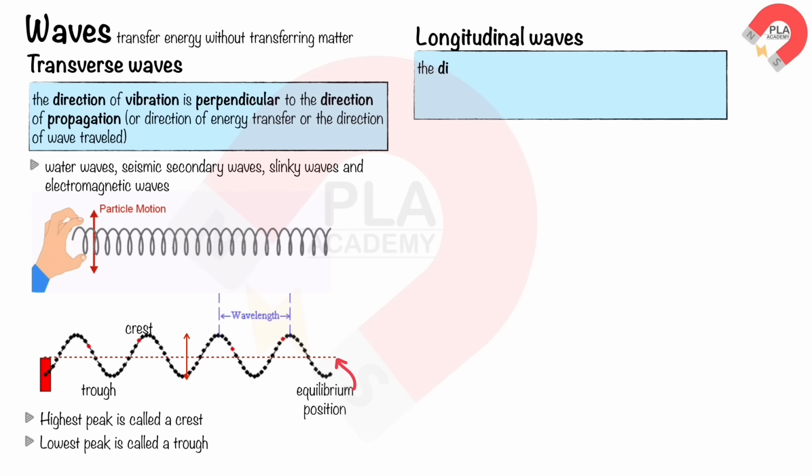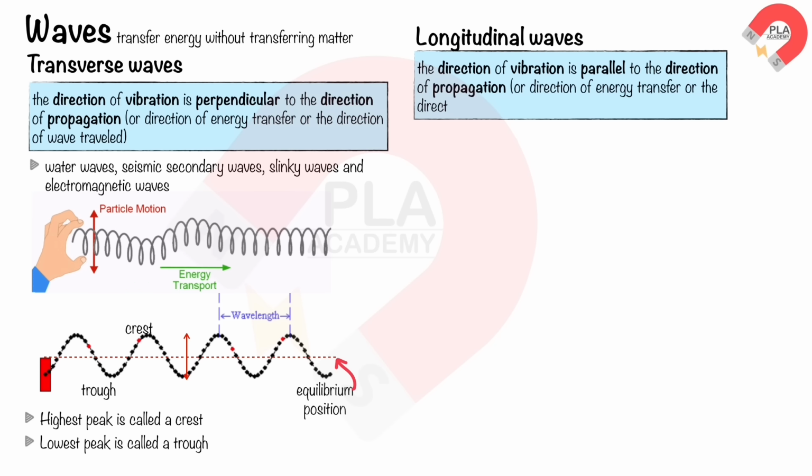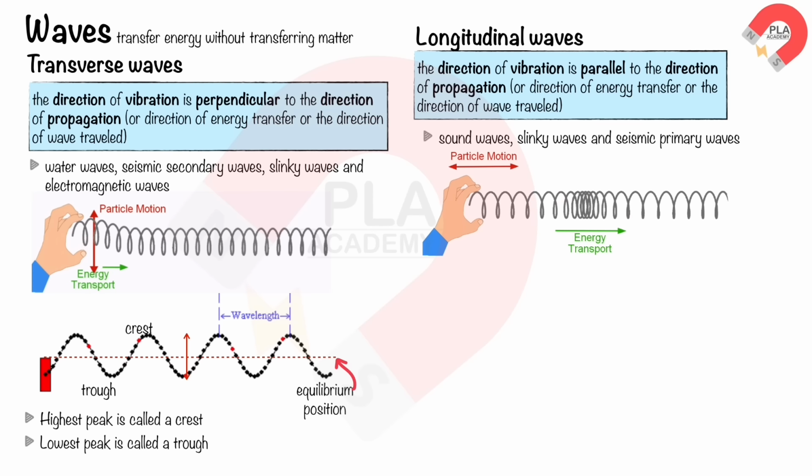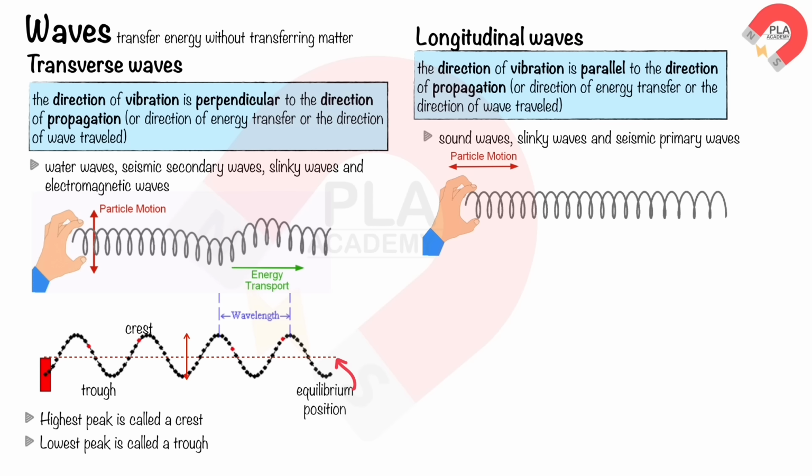Longitudinal waves. In longitudinal waves, the direction of vibration is parallel to the direction of propagation, or direction of energy transfer, or the direction of wave travel. For example, sound waves, slinky waves and seismic primary waves. We can demonstrate a longitudinal wave by shaking the spring forward and backward, as shown.